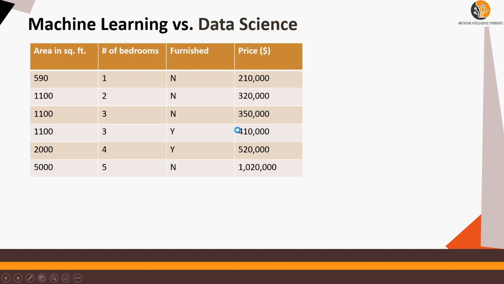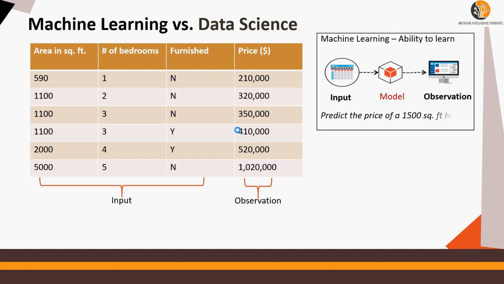Now let's talk about it. This is input and this is an observation. So machine learning, what it can do is you will provide input and observation. It will train a model, and then based on the model it can predict the price of a 1500 square feet home for which the price is not listed. Based on 1500, number of bedrooms and furnished or not, think about a linear regression or a regression algorithm problem which we solved in our mathematics days.